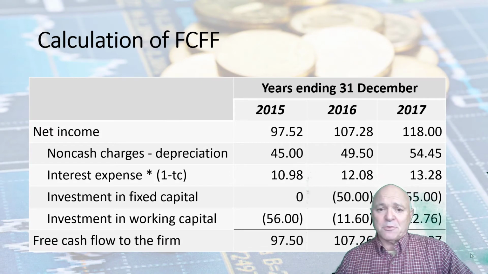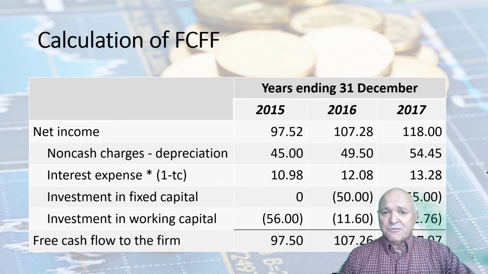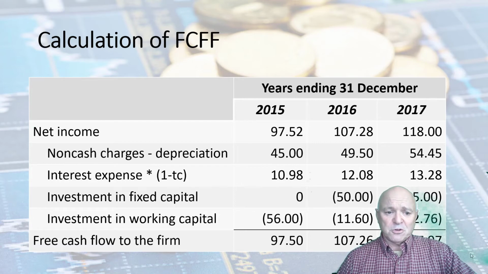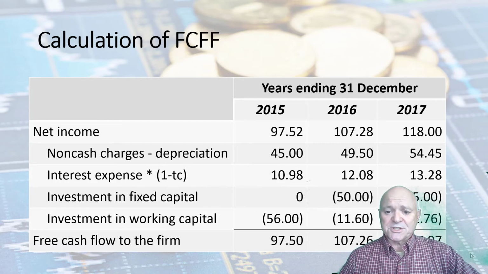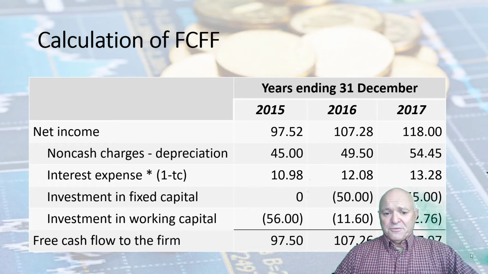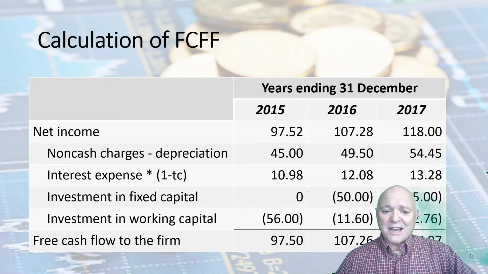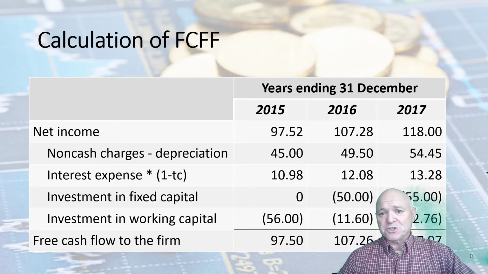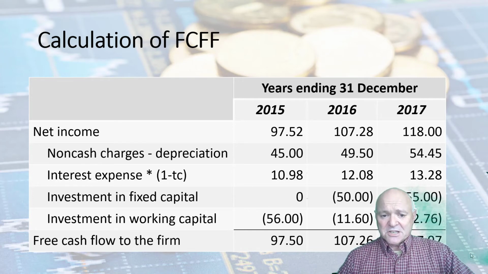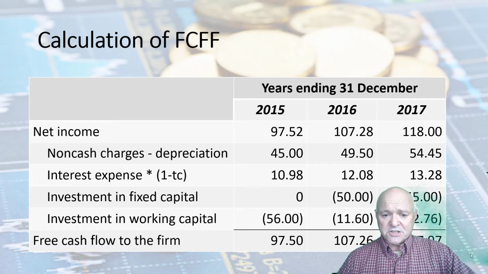So an example of how that would work in this company for 2015, the net income of the firm was $97.52 million. And we use the same firm example over and over again in the next few slides. We have depreciation, so we add back the $45 million in non-cash charges, but net of depreciation. We have the interest expense. In this case, our interest expense after taxes was 10.98.